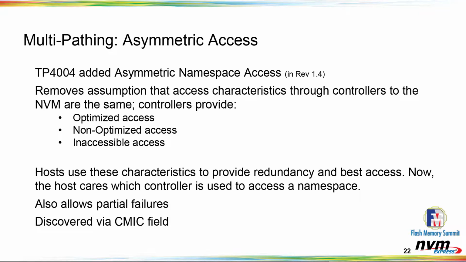So what we've done is created a way through the asymmetric access descriptions to be able to provide to the host information about that path state. Which ones are optimized, which ones are not optimized, which ones you can't even get to. So we have some information that's returned through the NVMe identification information, the identify command. We have the CMIC field, which tells you about the controller multipathing capabilities.